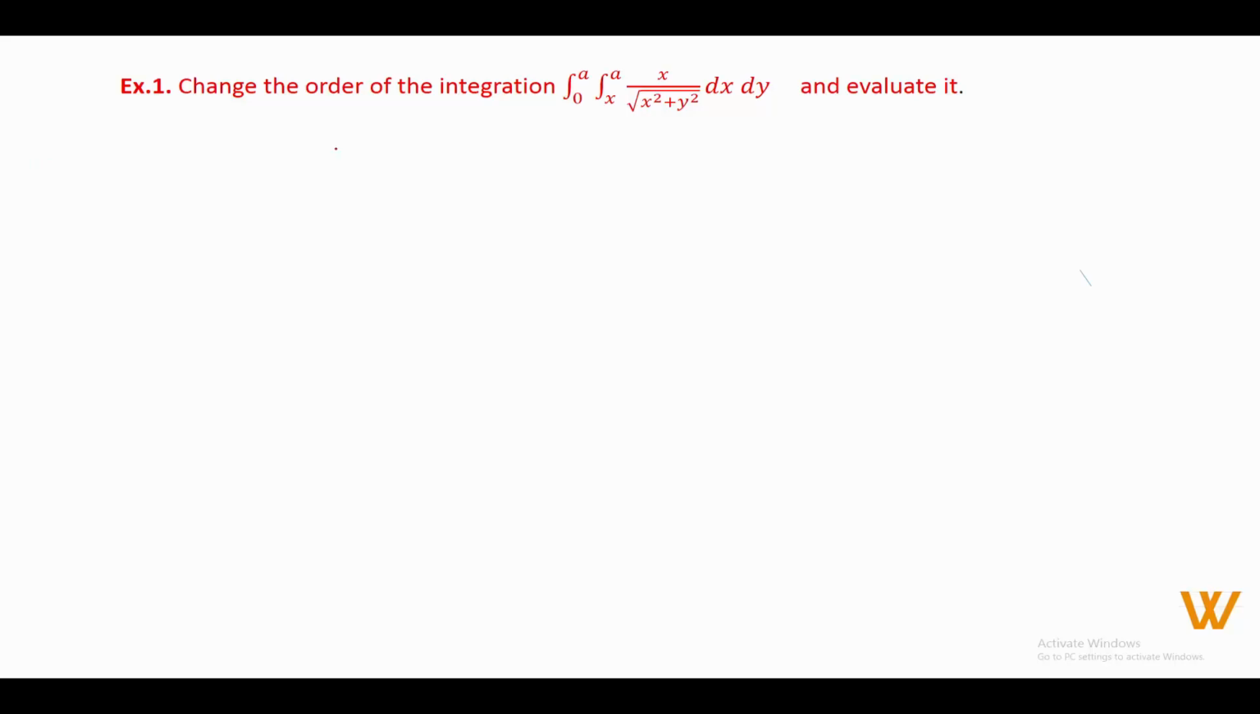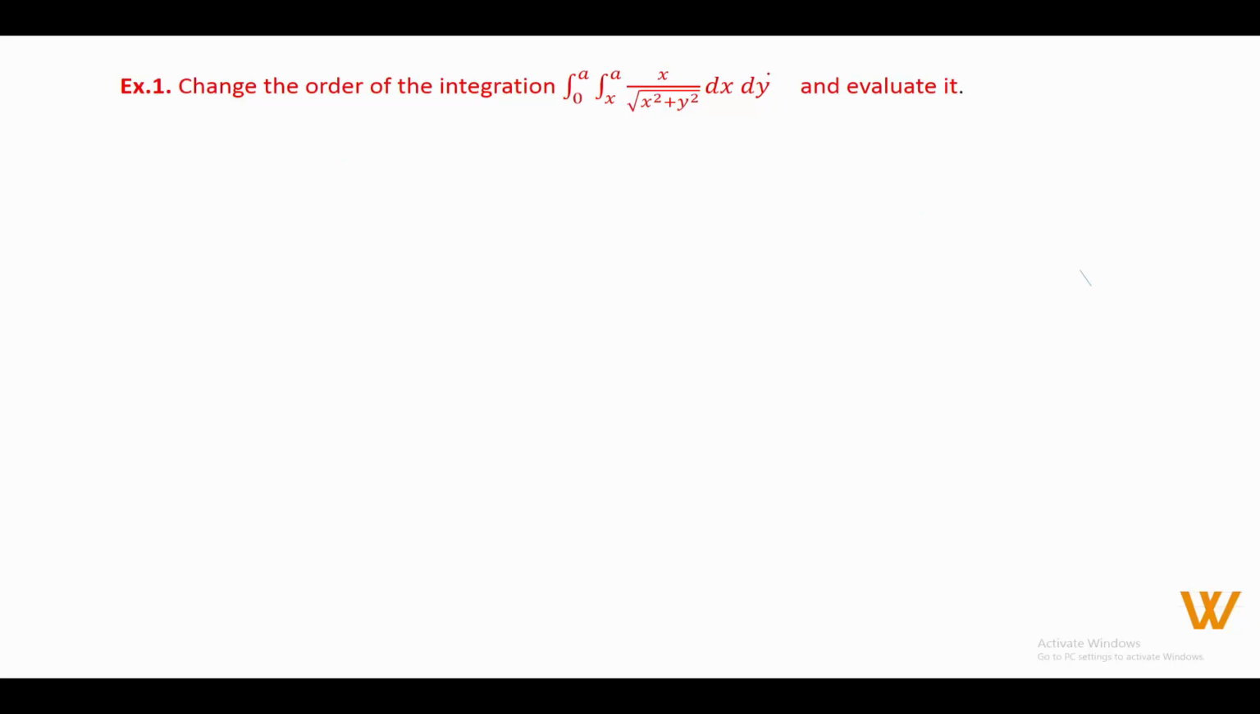Example number 1: change the order of integration and evaluate the integral, with limits 0 to a for the outer integral, and x to a for the inner integral, of x upon square root of x square plus y square, dx dy.